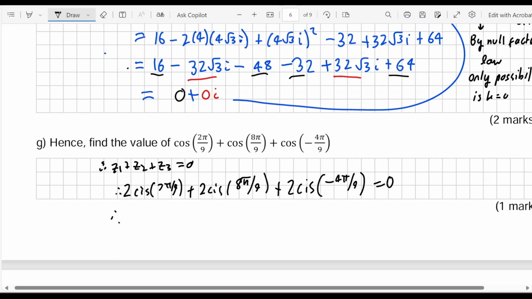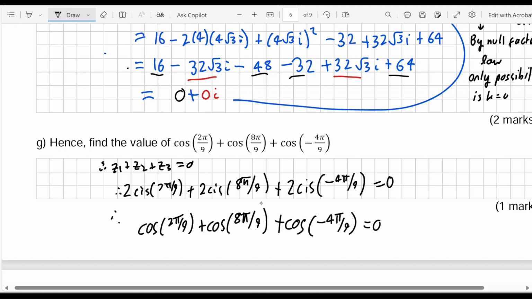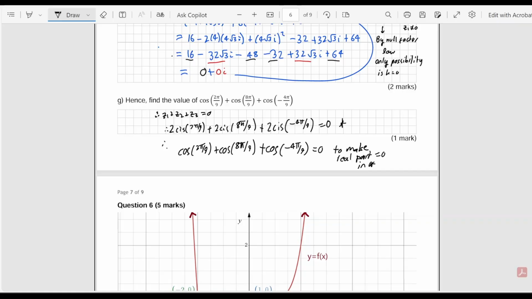Therefore, cos of 2 pi over 9 plus cos of 8 pi over 9 plus cos of minus 4 pi over 9 equals 0 to make the real part equals 0 in star. And we just call that thing star. Done. So this expression here is also true for sine as well. If you do sine of all those values added together, you get 0, because then that would make the imaginary part equal 0.